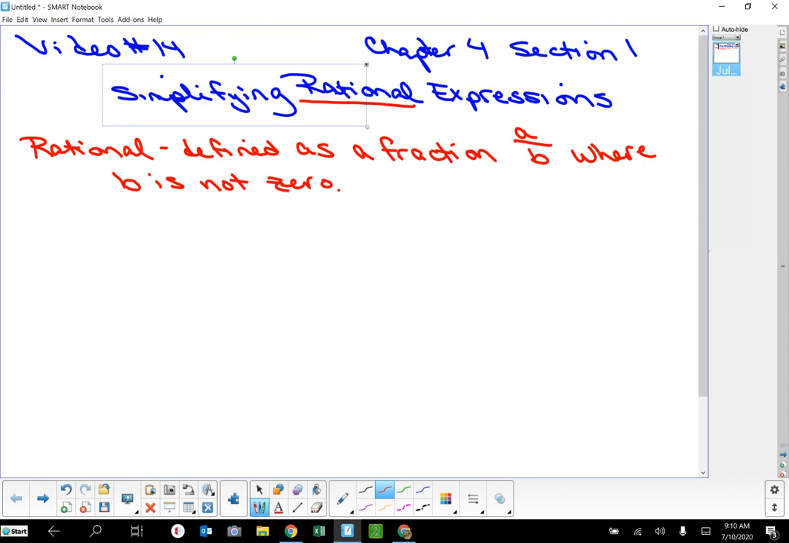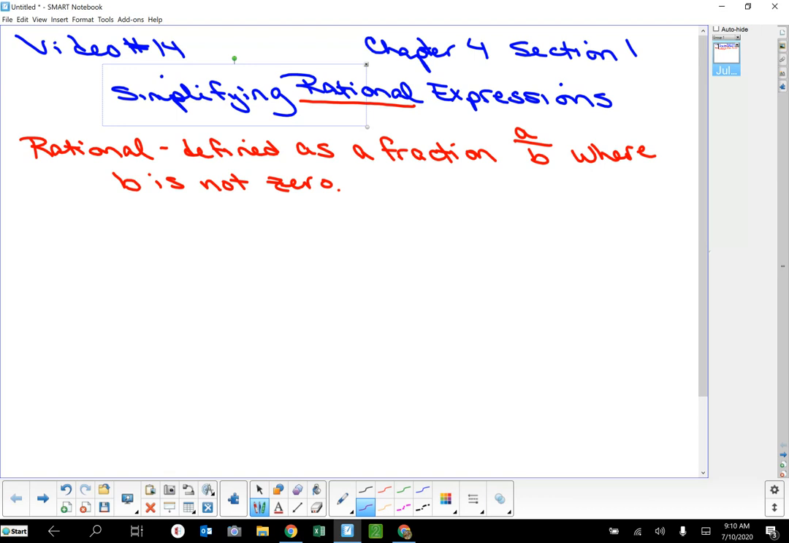And so this whole chapter is about dealing with fractional expressions and equations, which I know you all love so much. Sarcasm. Sorry.